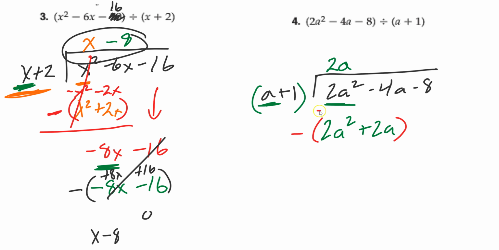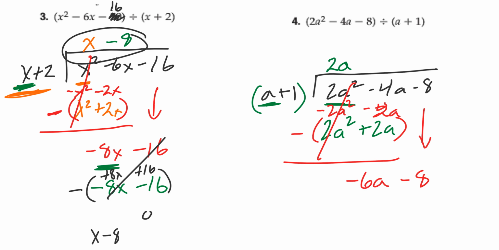Again, I like to distribute so I don't mess myself up. These cancel. Negative 4a minus 2a is a negative 6a. We'll bring this down. Then we repeat the process. Look at the first one, and look at this one. What do you multiply a by to get negative 6a? Well, that'd be negative 6. That's the only thing we're missing.